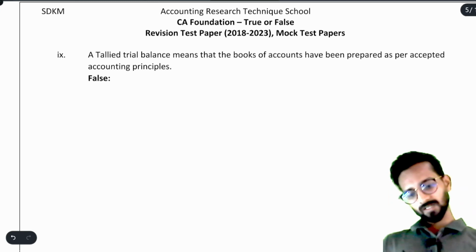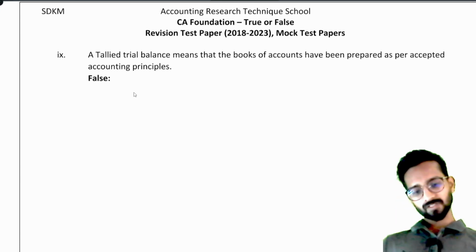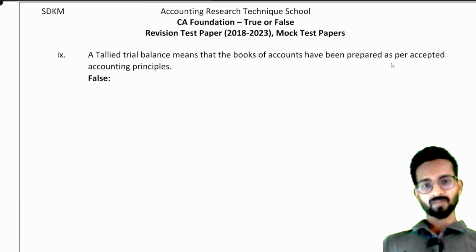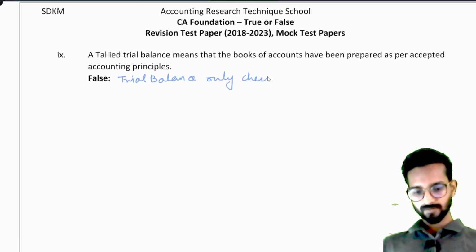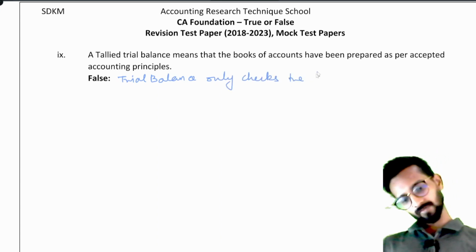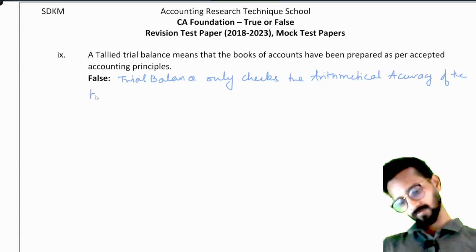Next is a tallied trial balance means that the books of accounts have been prepared as per accepted accounting principles. See, you cannot say that they have been prepared as per accepted accounting principle because tallied trial balance is just a game of debit and credit. Okay, so you will write it false. Trial balance only checks, remember this is very important, it only checks the arithmetical accuracy of the books.